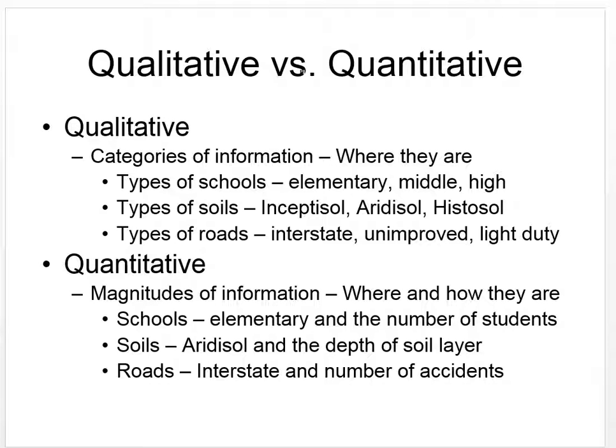With quantitative mapping, we're going to be looking at the magnitude, some kind of number, not just where the elementary schools are, but maybe the number of students per school, not just the type of soil, but maybe the depth of the soil layers. And with roads, you could look at maybe number of accidents or the width of roads. All of those would be a magnitude value.